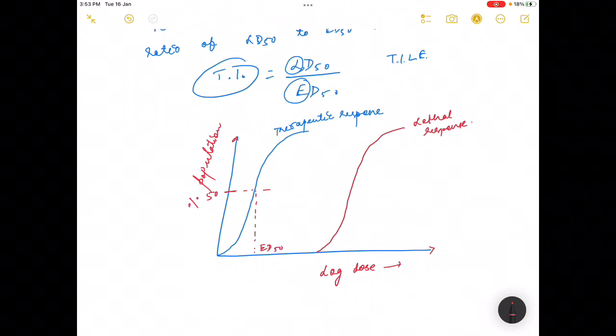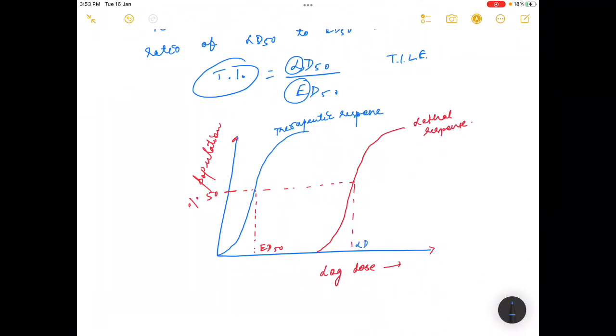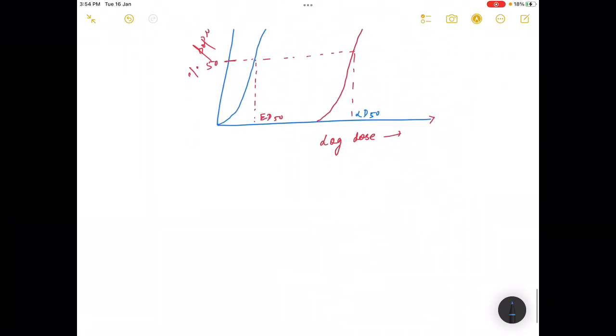and when 50% of the population dies, that is LD50. So the ratio of LD50 to ED50 is the therapeutic index, and that is the measure of safety of the drug. So the drugs which are having higher therapeutic index are safer, whereas the drugs which are having lower therapeutic index are likely to be toxic. Okay, so this is all about the quantal dose response curve.